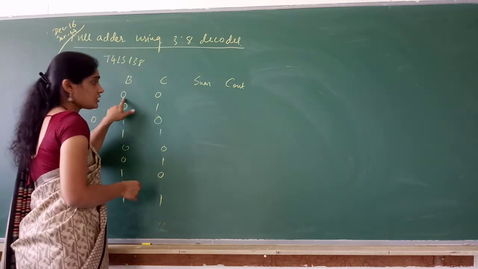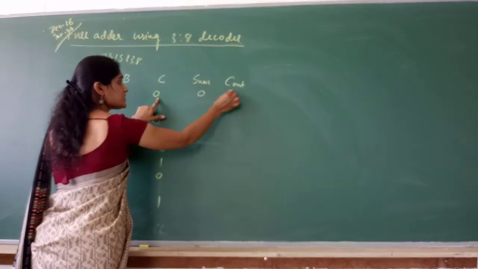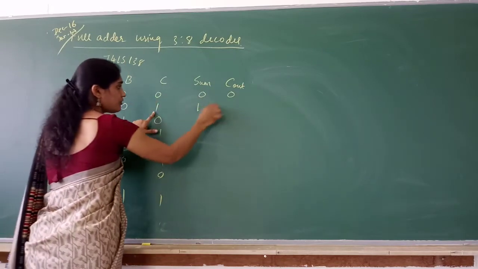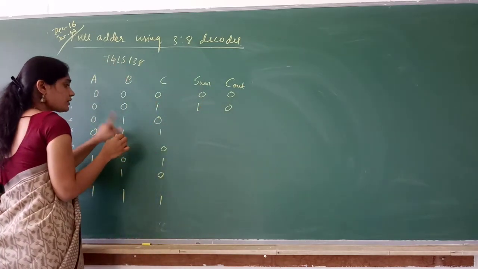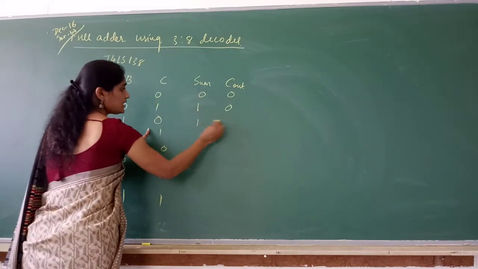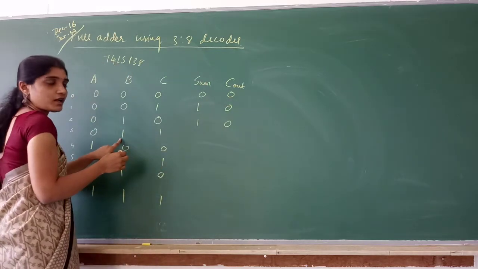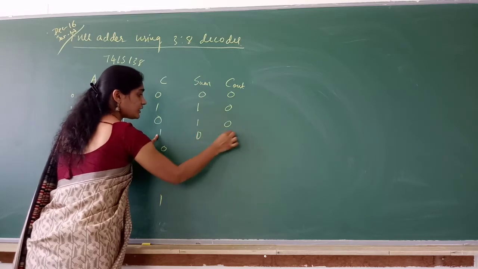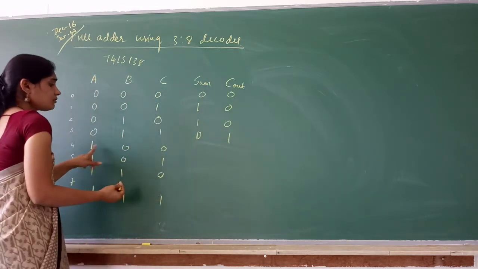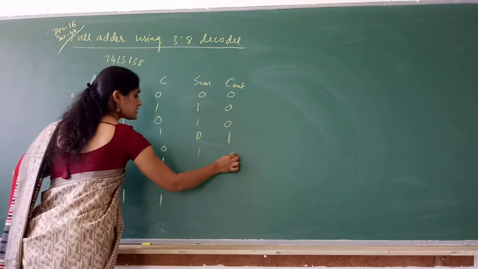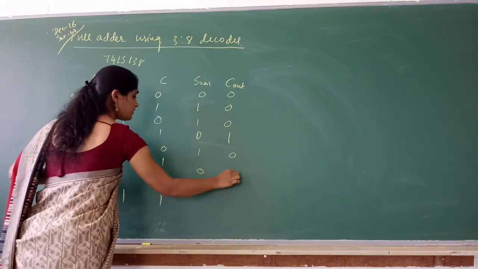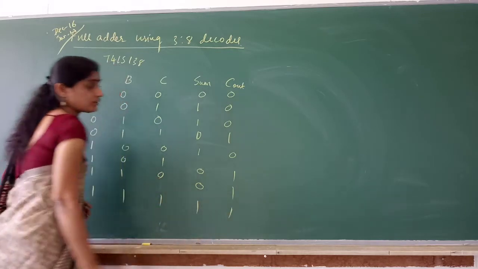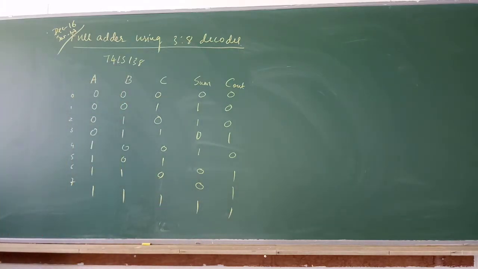0 plus 0 plus 0 is 0: sum 0, carry 0. 0 plus 0 plus 1 is 1: sum 1, carry 0. 0 plus 1 plus 0 is 1: sum 1, carry 0. 0 plus 1 plus 1 is 2, that means sum 0, carry 1. 1 plus 0 plus 0: sum is 1, carry 0. Then sum is 0, carry 1. Sum is 0, carry 1. Sum is 1, carry 1. Right? So this is the full adder truth table.